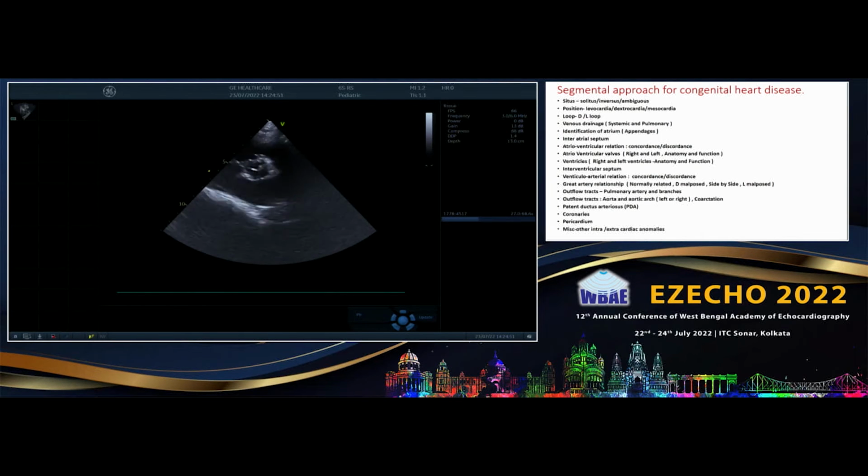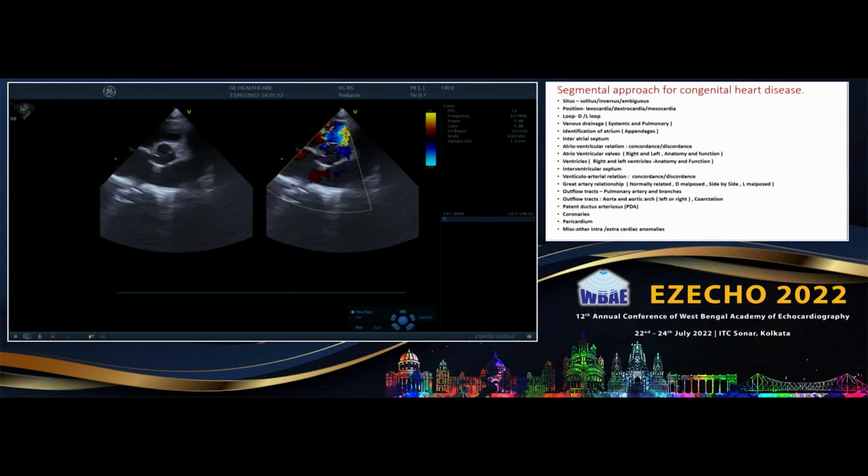Just stop for some time, if you can show that same thing. See, this is a clock, so 9 to 11 is the location of the perimembranous. 11 to 1 is the outflow region. In between, there is some terminology called intraconal. So basically, if it is 11 o'clock to 1 o'clock location, more close to the pulmonary valve, it is a subpulmonic VSD. This is the best location to understand.